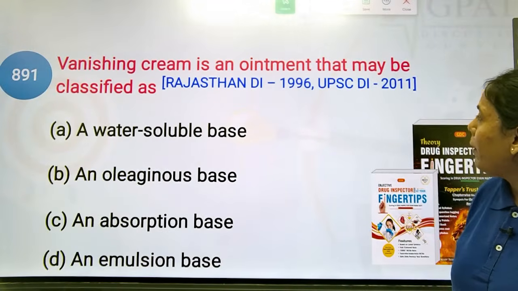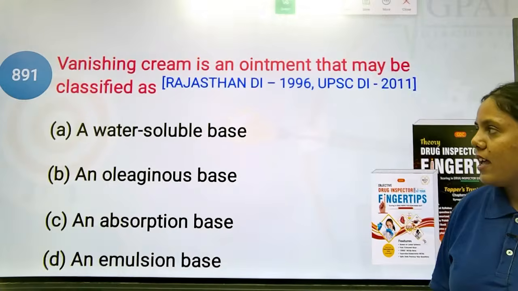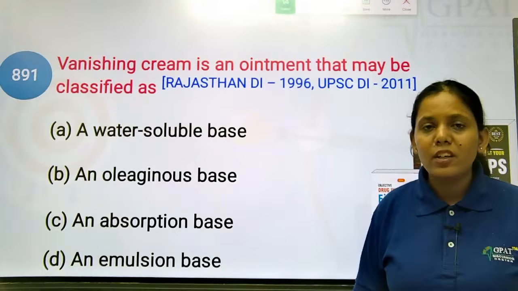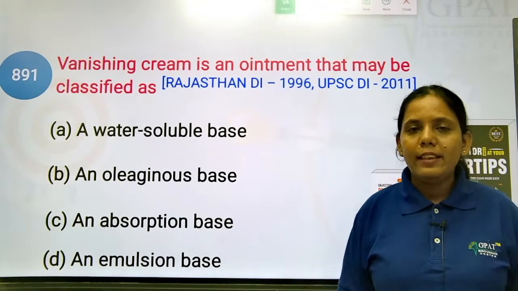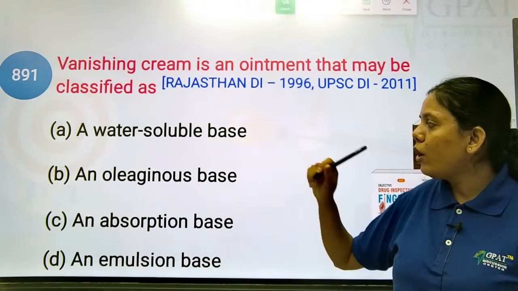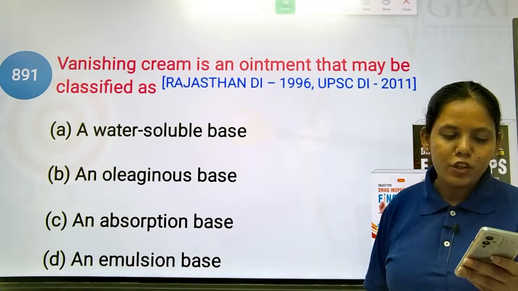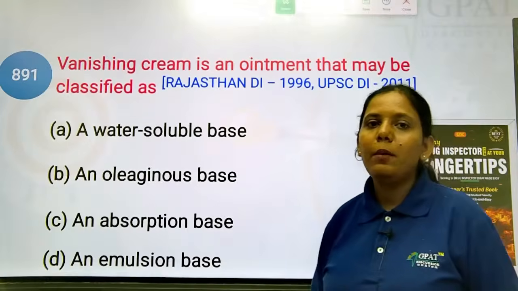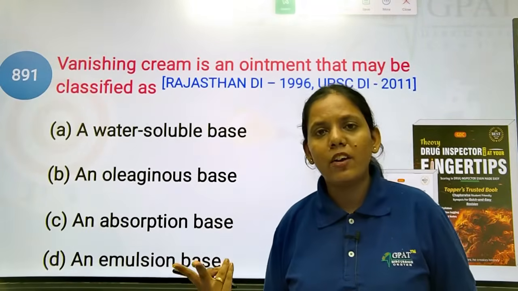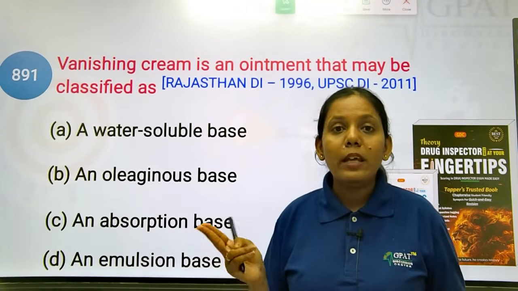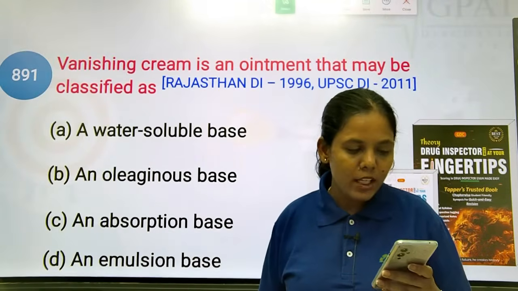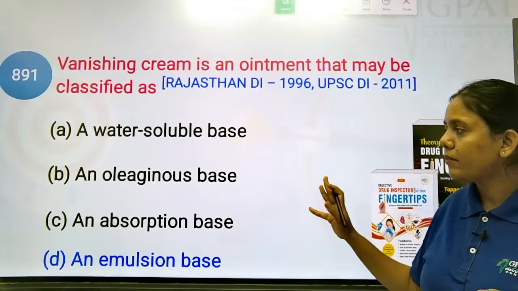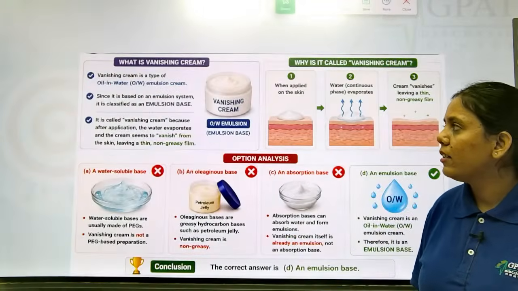Vanishing cream is an ointment that may be classified as, remember, vanishing cream comes under your emulsion. Creams are your emulsion, okay? And this is used as a base: a water soluble, oleaginous base, absorption or emulsion base. If you know, creams are nothing but, whether it is cold cream or your vanishing cream, creams are your emulsion bases, right? So option D is the right answer. Very good.